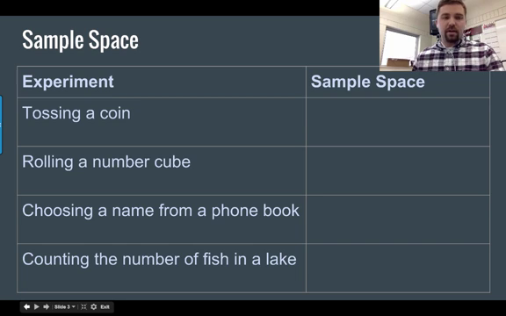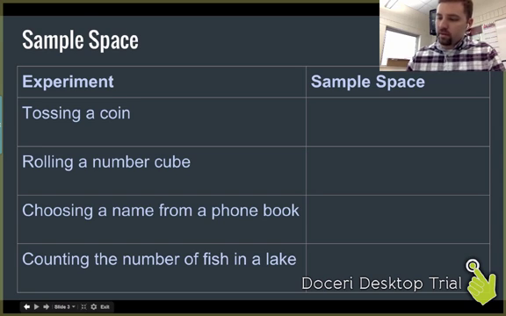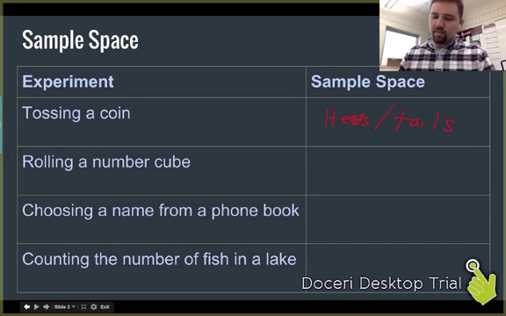All right, let's talk about finding some sample spaces now. So the sample space of tossing a coin. Well, the sample space if you're tossing a coin is simply just heads and tails. All right, that's it. Those are the possible outcomes. You flip it, you get a heads. Flip it, you get a tails. Rolling a number cube, that's a die. Your possibilities are 1, 2, 3, 4, 5, 6. That's the sample space. That's all the possible outcomes you can get for rolling a die.